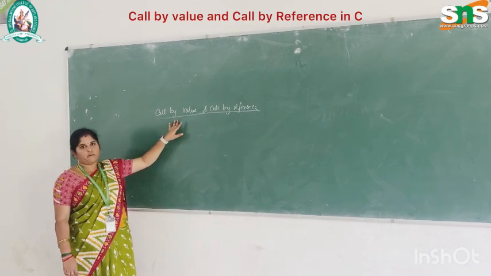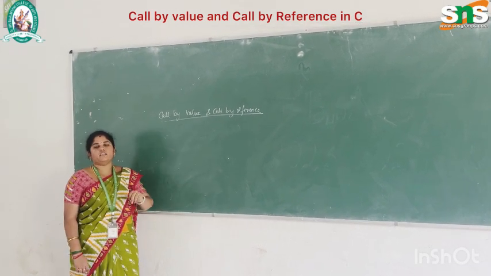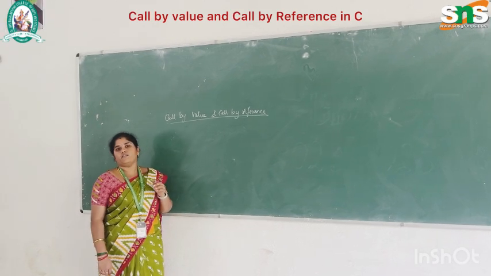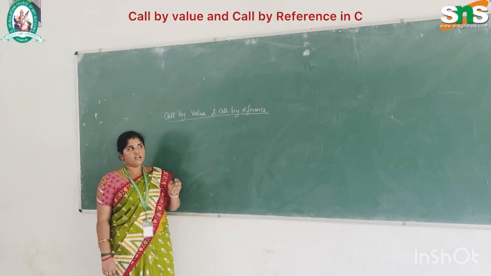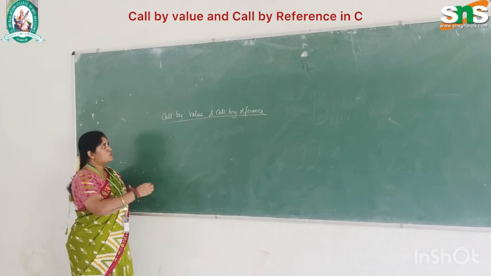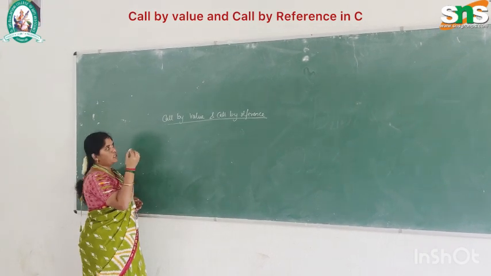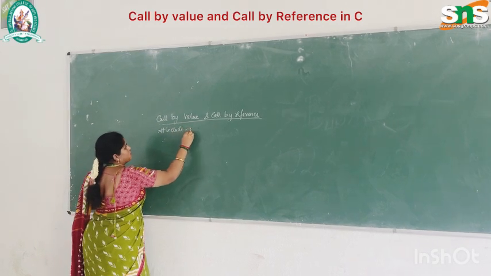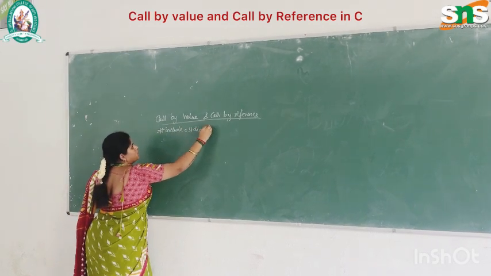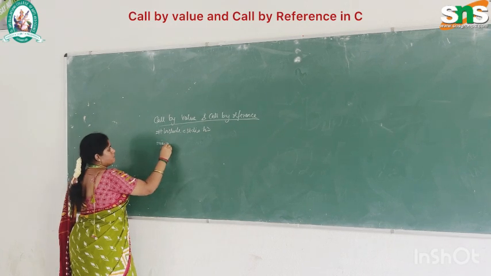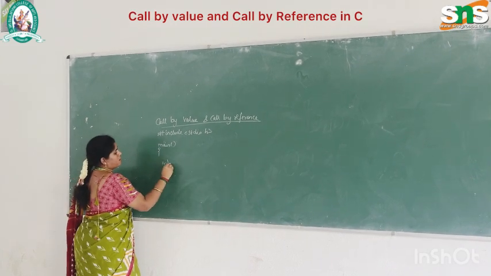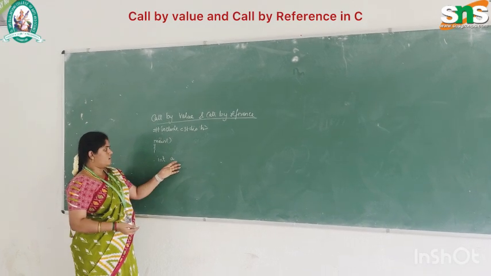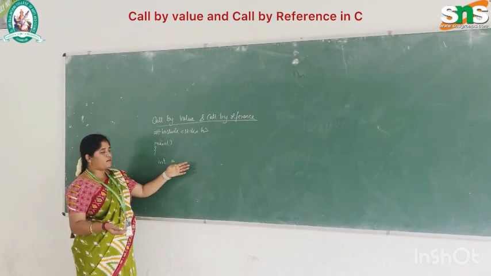First, let us discuss call by value. For that I have created a function called swap, and later I have utilized this swap function. Let us discuss the code one by one. First we have to create the function called swap. Later, in main, I have assigned the value for the variable a as 10 and b is equal to 20.